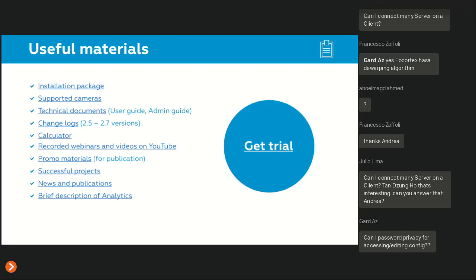Can I set a password for privacy when accessing it? Yes, you can. You have a list of users, and you can give different rights to different users. So, for example, if it is the operator, you can only give the right to see the cameras in real time, but not to see the archive. So, depending on the user, you can add different rights to different persons. It allows you to create levels.